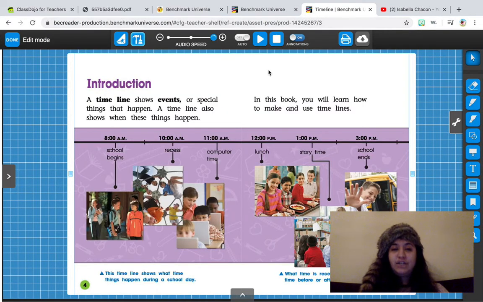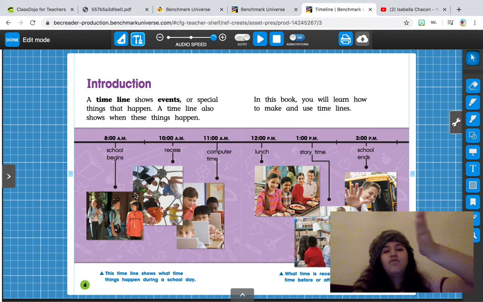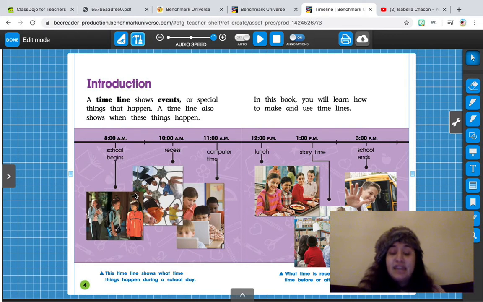So here's our introduction. A timeline shows events or special things that happen. A timeline also shows when these things happen. In this book, you will learn how to make and use timelines. Now, I want you to look at this. In our timeline in our video, we saw that it was a timeline by years. So it was 1826, 1849, 1850. It was by years.